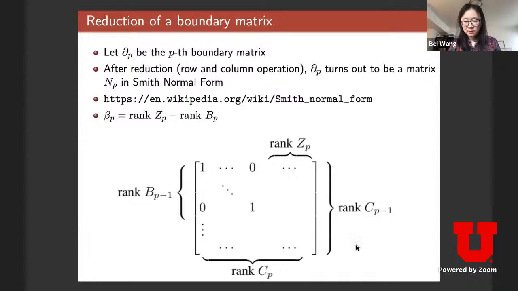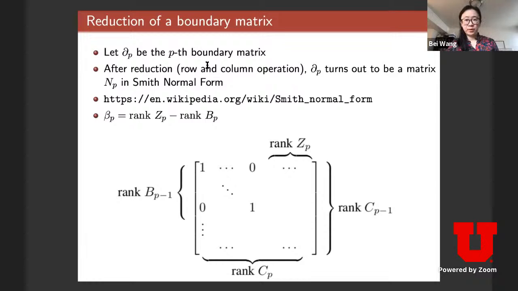All right, so the idea is I am going to work with a p-th boundary matrix. So what is a p-th boundary matrix? If I'm dealing with cycles, then I'm dealing with a one-dimensional boundary matrix, where the columns are edges and the rows are vertices, okay? And we're going to do again a reduction, okay?